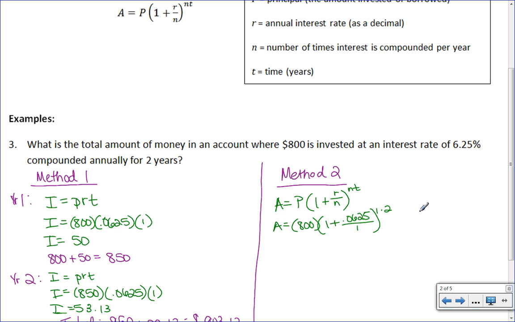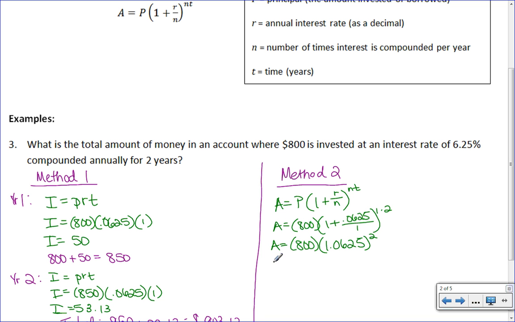Alright, now this looks really ugly, but we're going to simplify it to make it look much, much better. So we have 800, and then in the second set of parentheses, let's look at this really closely. 0.0625 divided by 1. We don't need this 1 here now. We can just say that this is 0.0625. And when we add 1 plus 0.0625, it just comes out to 1.0625. And in the exponent, 1 times 2, of course, is just 2.